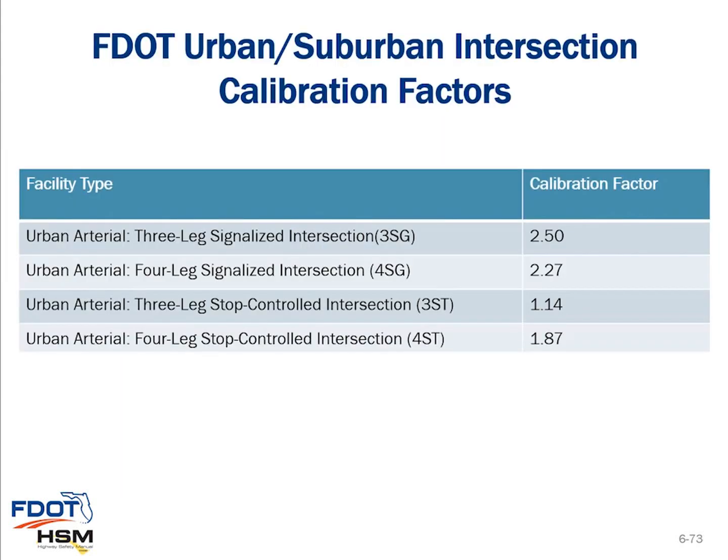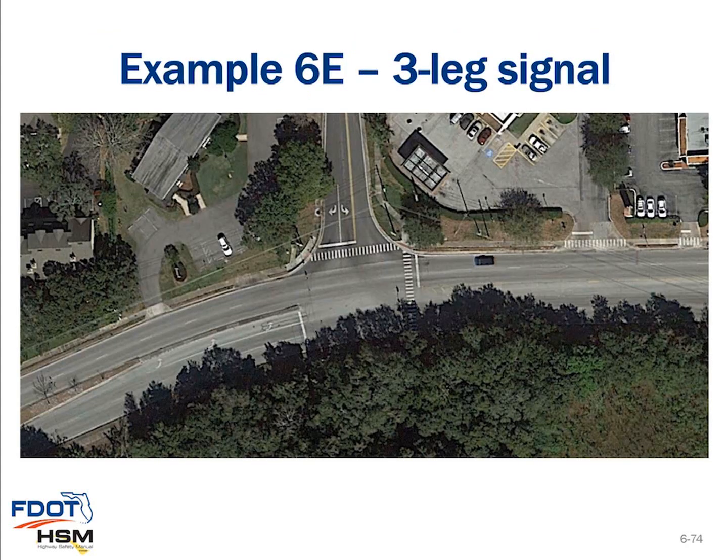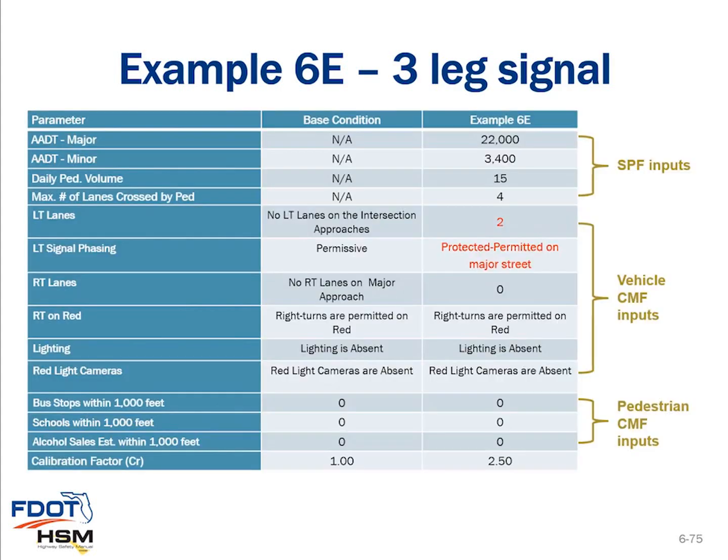FDOT has recently updated and provided urban and suburban intersection calibration factors. They are shown here, and they are also available in the FDOT Plans Preparation Manual, Chapter 23. Let's look at an example of a 3-legged signalized intersection. You can see that here, with crosswalks on a couple of approaches. Let's go through the analysis of this intersection. Here's the data for it, and we'll call this example 6E.